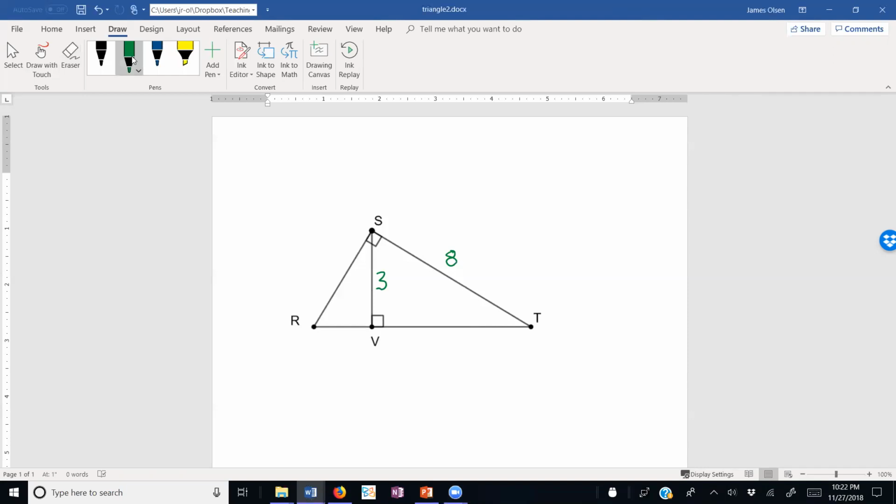So you might think about what distance could be found first. I think I can find VT. VT squared plus 3 squared will equal 8 squared. 8 squared is 64. 64 minus 9 is 55. So I believe that VT is the square root of 55.